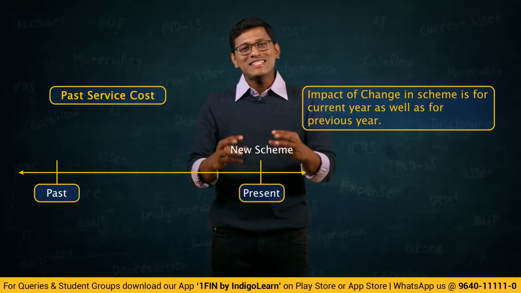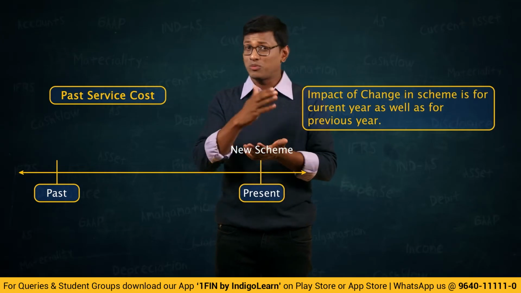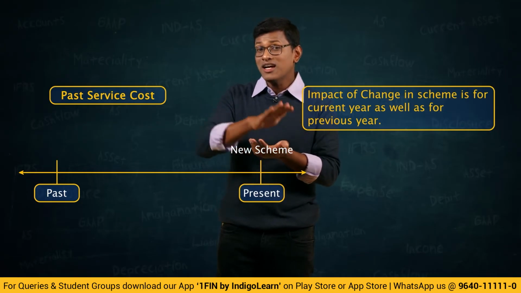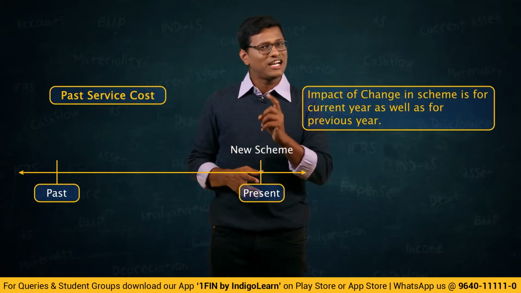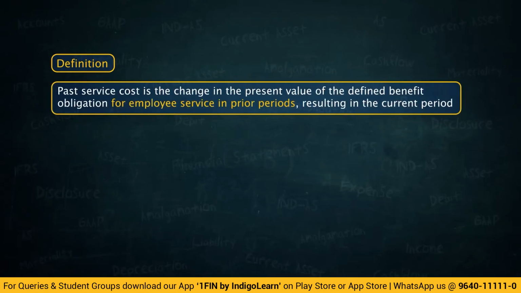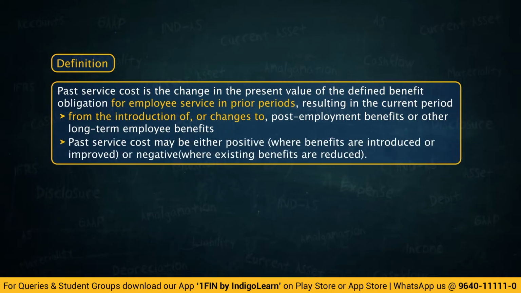So on account of changes in the policies the company makes regarding employee benefits, there would be a change. It could be positive or negative, a gain or loss on the assumptions and estimations made for the prior periods. That portion we call past service cost. Let's look at the definition. Past service cost is the change in the present value of the defined benefit obligation for employee service in prior periods, resulting in the current period from the introduction of or changes to post-employment benefits or other long-term employee benefits. Past service costs may be either positive or negative.